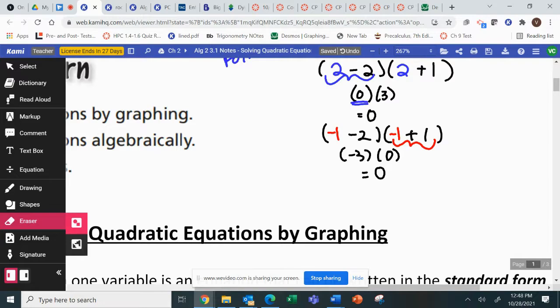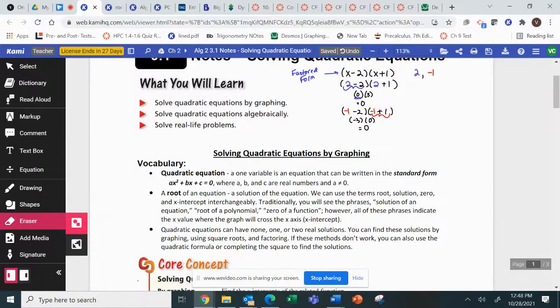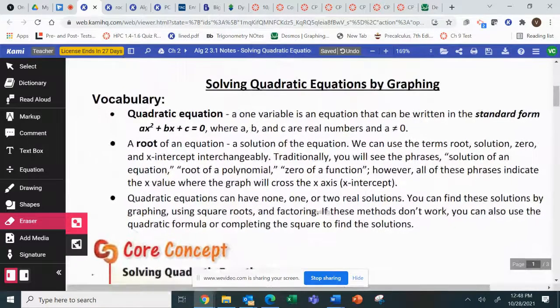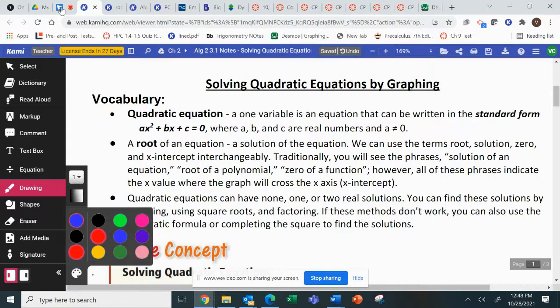We're going to do this in 2 days. Today, we're going to start with solving quadratic equations by graphing. So we did an entire chapter on graphing these. It's time to review graphing, okay? Because it does not go away. I'm just going to kind of skim through this.